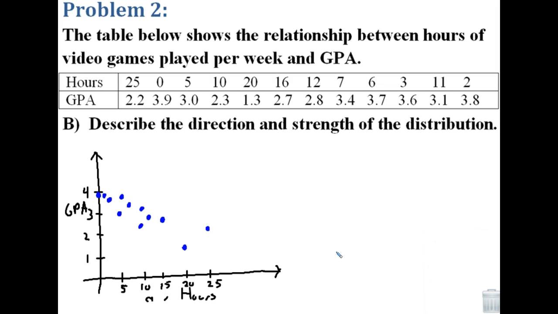In part B, we'll describe the correlation. So we'll describe the direction and strength of the distribution. I'd see pretty clearly that as the hours of video gaming per week goes up, your GPA is going to go down. As far as you gamers go, we'll say it's a weak negative correlation, because it's not quite in a straight line. It's not grouped directly along a line. But it is a negative correlation. The more you game, probably the worse your grades are going to be.